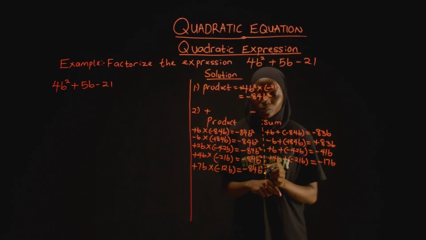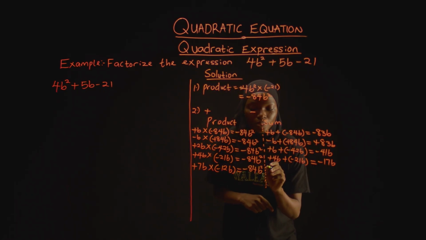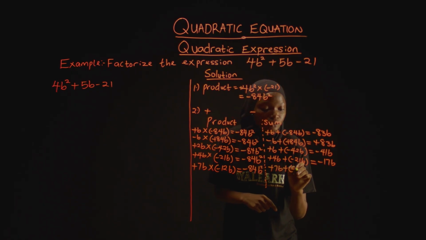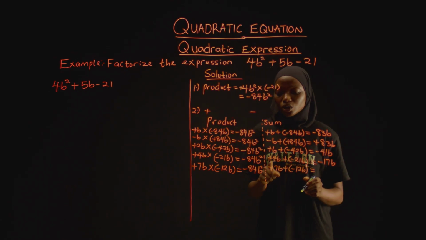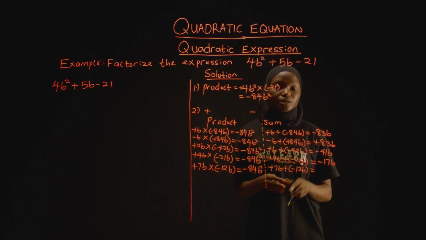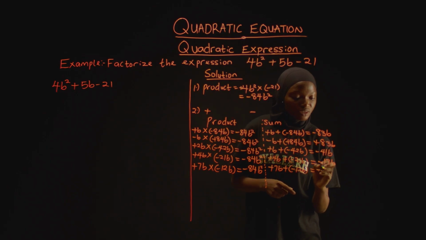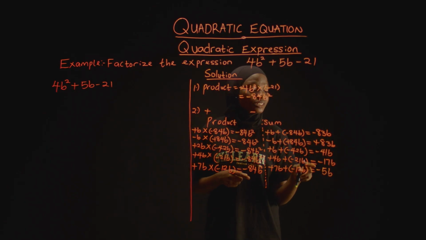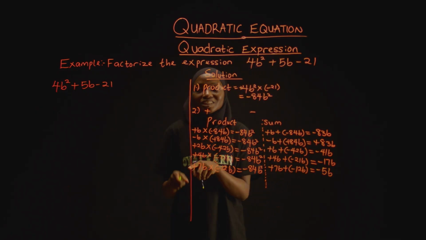Now let's look at the sum. The sum here is going to give us plus 7b plus minus 12b. Plus 7b minus 12b gives us minus 5b. Now 5 is what is needed, but what is needed is plus 5. So that means we need to interchange the signs.